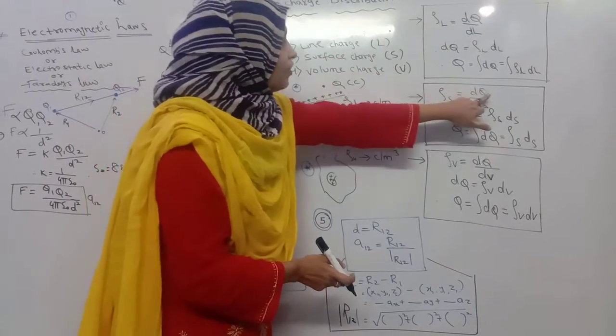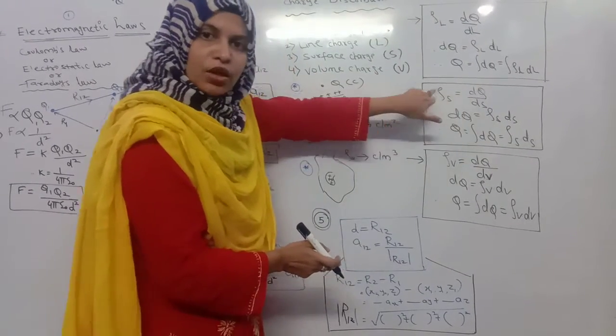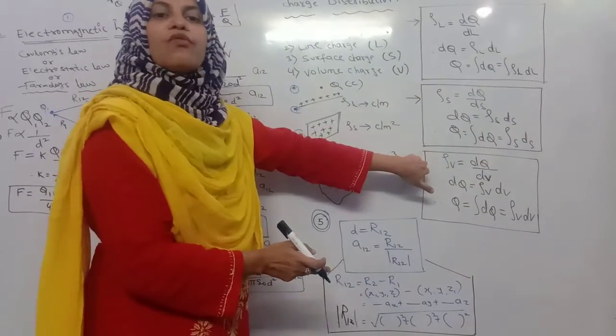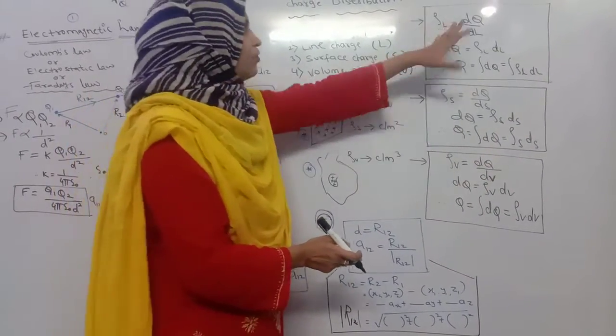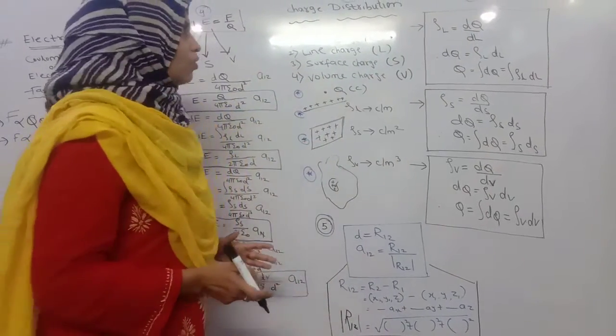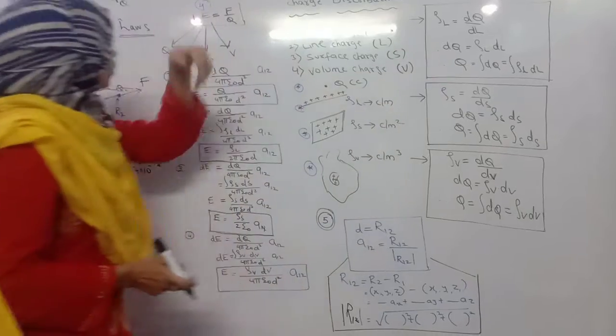If you have the charge and the surface area, you can calculate the surface density. If you have the charge and the volume, you can calculate the volume charge density. Or vice versa. If any two parameters are known and one is unknown, you may calculate it. So this was the third part. Now come to the fourth.